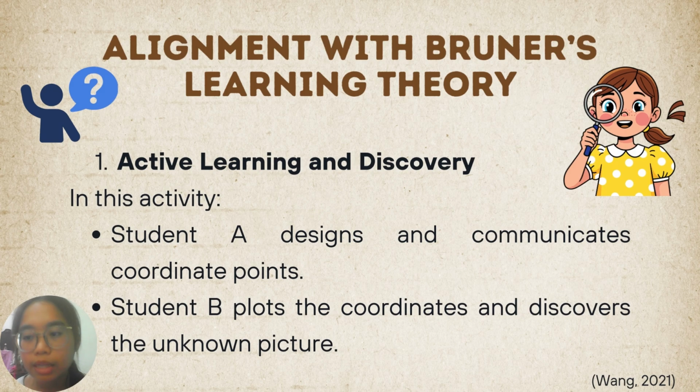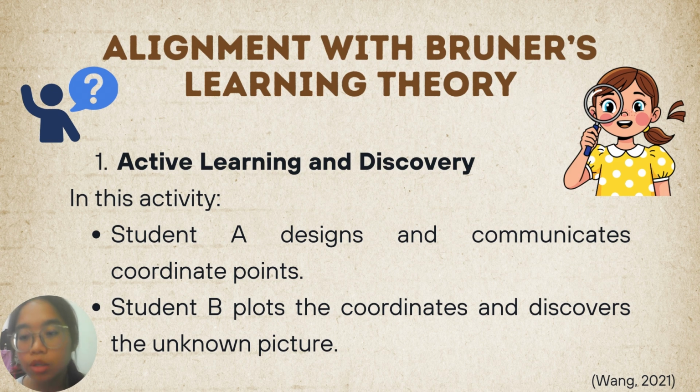Now I will explain how the coordinate messenger activity aligns with Bruner's learning theory. This activity strongly reflects Bruner's key principles, including active discovery learning, modes of representation, scaffolding, and building on prior knowledge. For the first one, active learning and discovery, Bruner emphasized that students construct knowledge through active exploration rather than passive listening. In this activity, student A needs to design and communicate the coordinate points, while student B needs to plot the coordinates and discover the hidden picture.